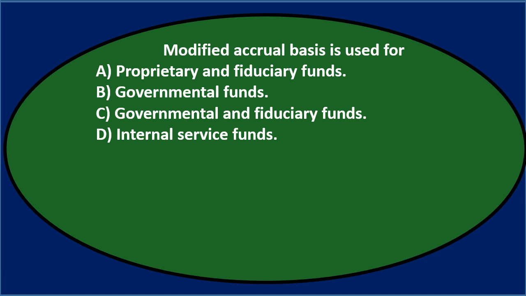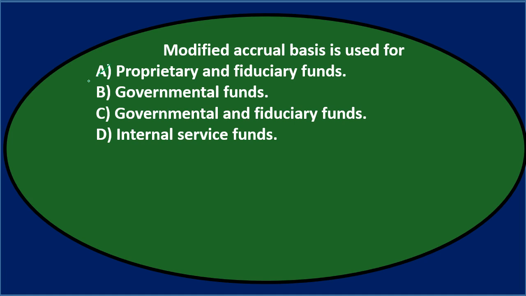Modified accrual basis is used for either A, proprietary and fiduciary funds. The proprietary funds are going to be those funds that are more like a for-profit, and proprietary gives that indication. You would think those would use a normal type of accrual as opposed to the modified accrual. So I don't think it's going to be A.